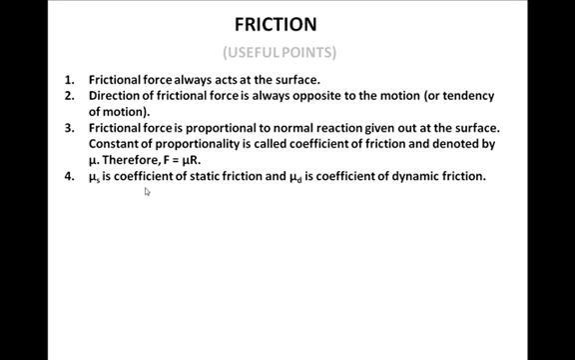Now, as we've been discussing, there are two types of friction, static and dynamic. So naturally, there is a coefficient of static friction, which is usually denoted by mu s, and there is a coefficient of dynamic friction, which is usually denoted by mu d. Static friction is always greater than dynamic friction. But which one? The maximum static friction.